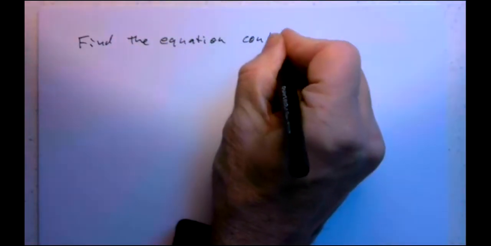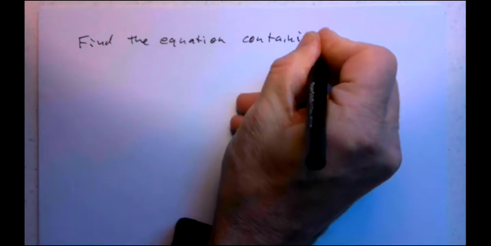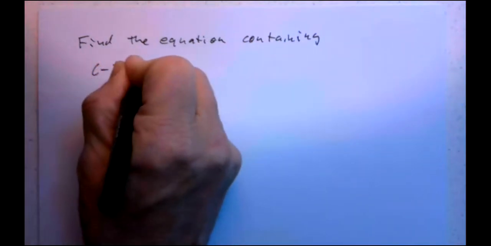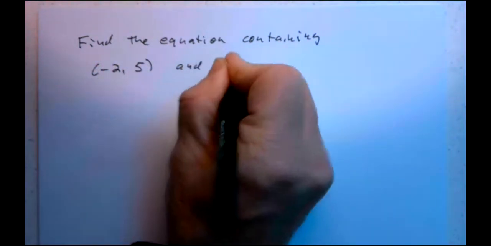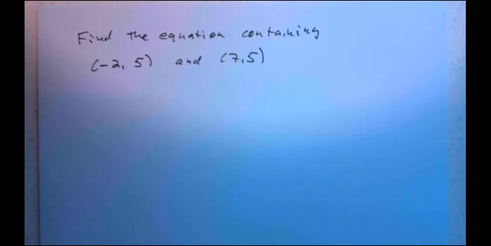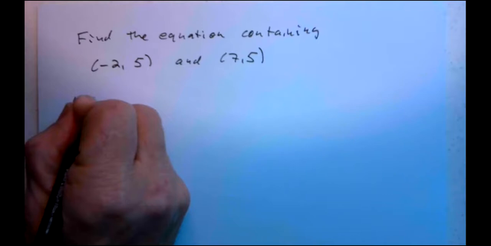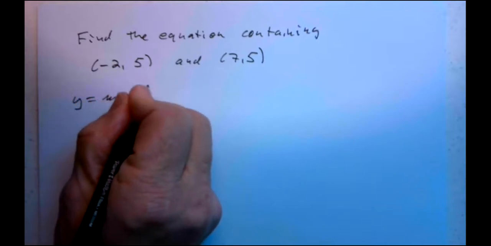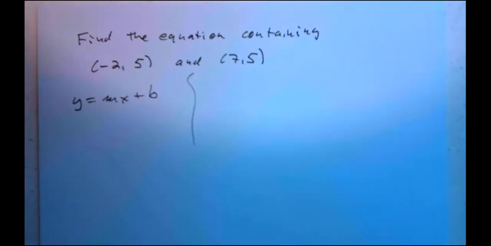We're going to talk about horizontal and vertical lines. So let's be given the following 2 points, and our goal is to find the equation containing these points. -2, 5, and 7, 5. And if I want to find the equation of a line, I prefer to use y equals mx plus b.